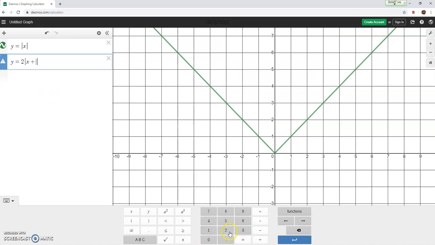If I do x plus 2, notice it took my purple v and moved it from here over to here. Moved it to the left 2 places. If I did x minus 2, it moves it to the right. Yes, ma'am.